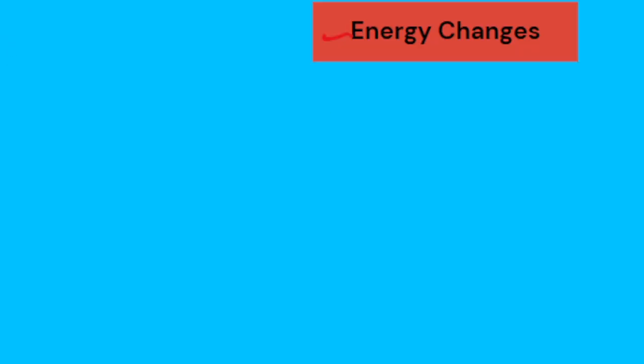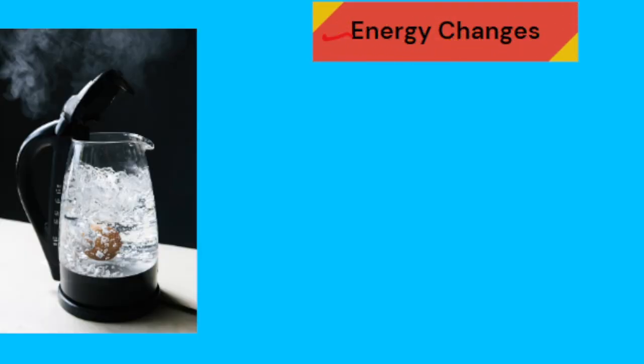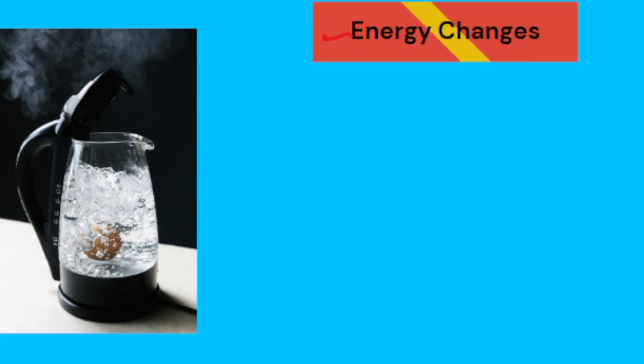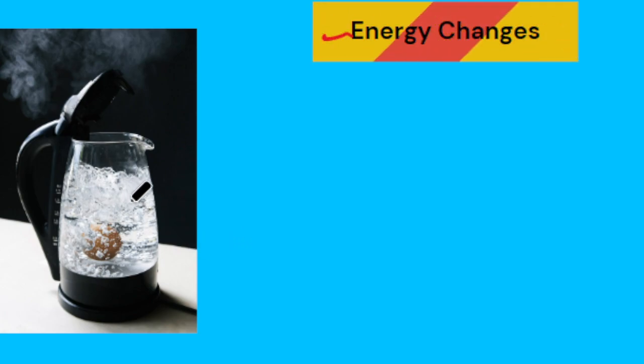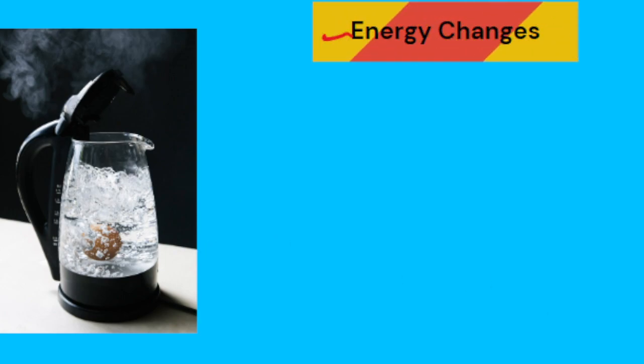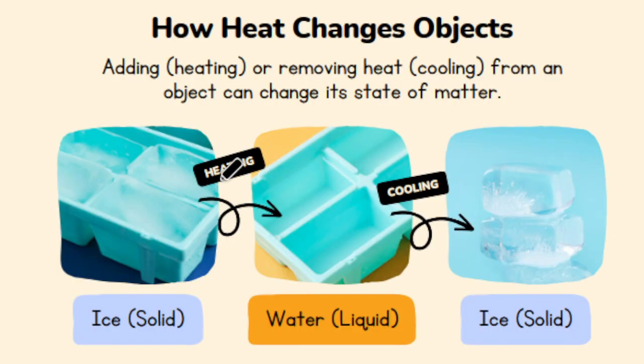Next, the example I take is energy change. Energy change is a very important example of physical change. If I boil water, I require a minimum temperature to boil it. So what is this energy change? Adding heat or removing heat, that is cooling, from an object can change its state of matter.